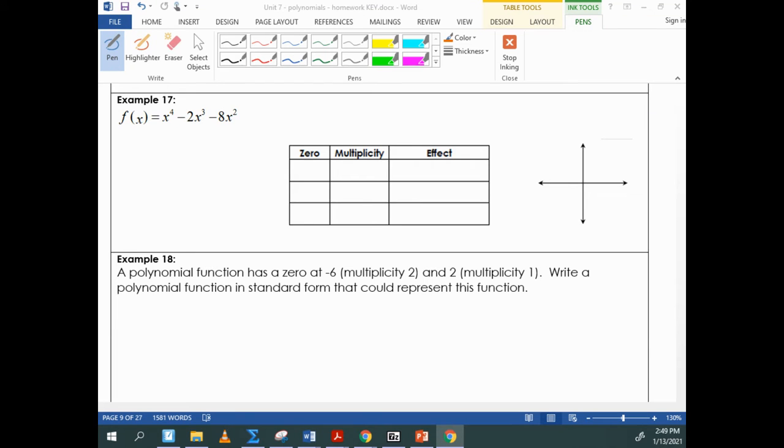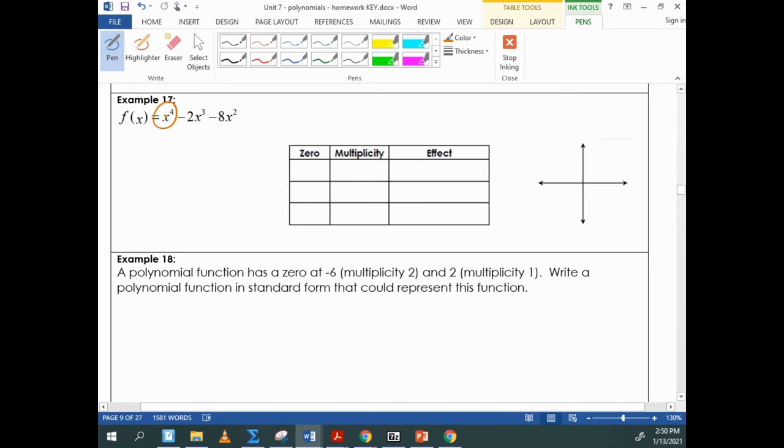All right, let's check out these last two examples here. Example 17. Now, this one is a great problem for finding end behavior. It's really easy to see end behavior because you're just looking at this first term. This even degree here means that your ends are going to go the same direction. They're either both going to go up or they're both going to go down.